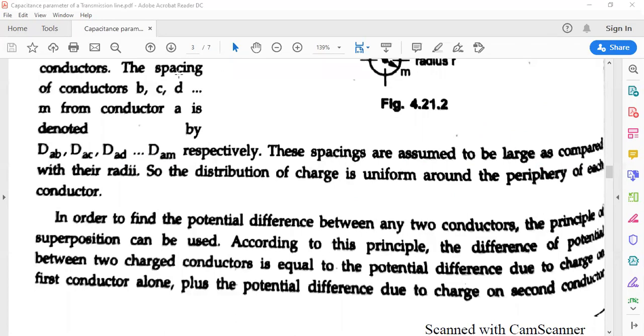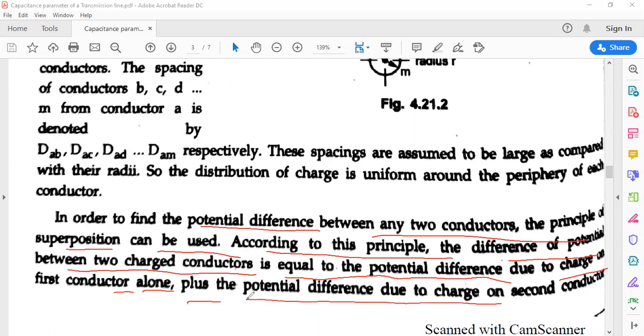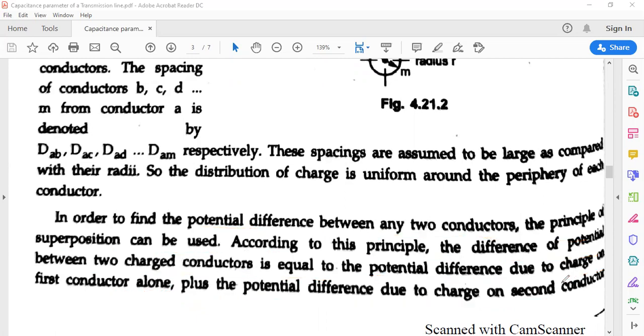So in order to find out the potential difference between any two conductors, the principle of superposition can be used here. According to this principle, the potential difference between two charged conductors is equal to the potential difference due to the charge on the first conductor alone plus the potential difference due to the charge on the second conductor alone. So that is nothing but the principle of superposition.